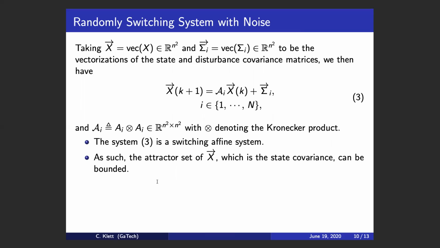We can do some additional manipulation to this equation. We vectorize X, we vectorize sigma, and when we also make use of the Kronecker product on the state transition matrix, we end up with this expression in the middle, which shows how the covariance matrix evolves in time as an affine system. And in this case, it's a switching affine system. Since we now have a switching affine system, which we just talked about a moment ago, we can apply the same procedure that we applied earlier in order to bound, this time, the covariance of the system state for the randomly switching system with noise.